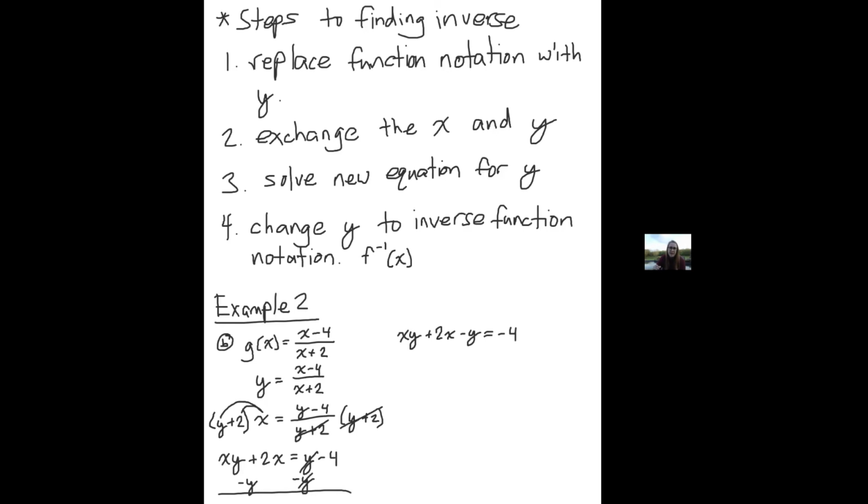Now I've got all the terms with y in them on one side, but I need to get rid of this 2x. Since it doesn't have a y in it, it needs to move to the other side. So subtract 2x from both sides. We're left with xy minus y equals negative 4 minus 2x. On the left side, both of those terms have y in them, so we can factor out a y, and we're left with x minus 1. Then to get y by itself, we divide both sides by x minus 1, so that the x minus 1's cancel, and we're left with y equals this fraction, negative 4 minus 2x over x minus 1.